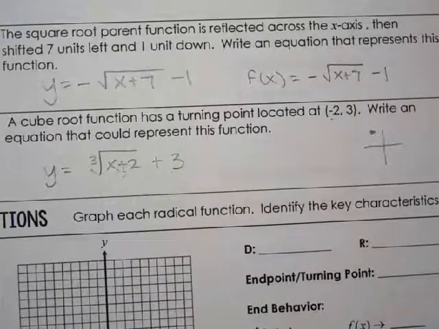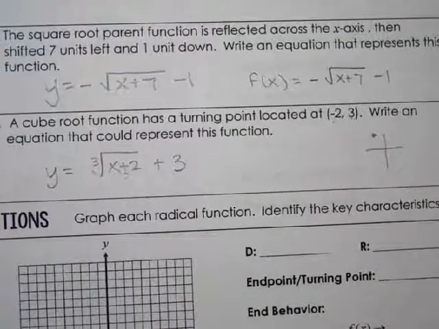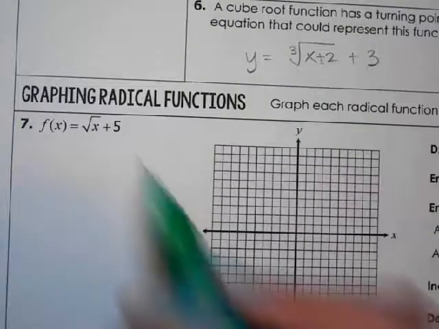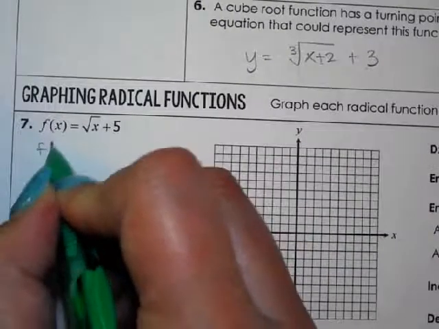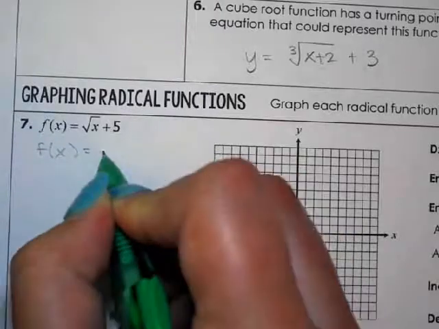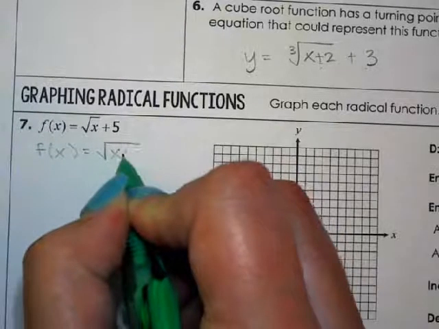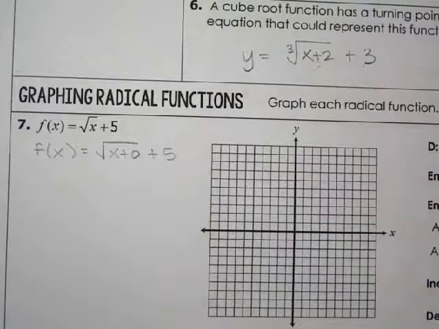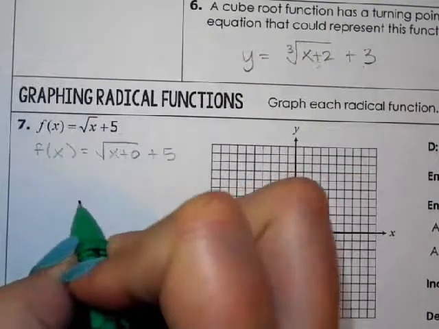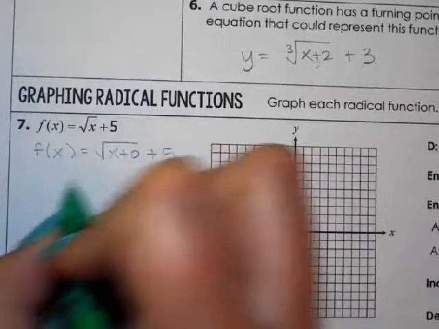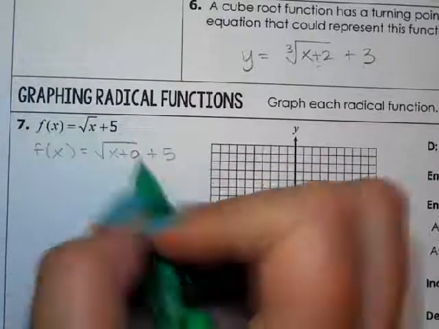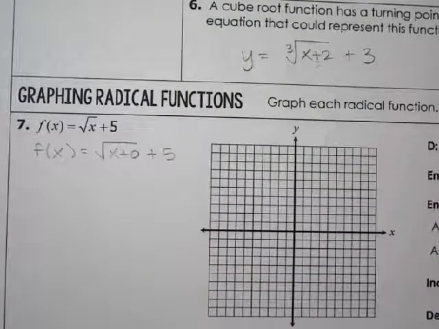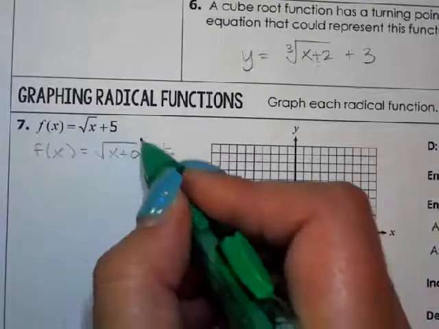All right. So I'm going to go ahead and write number 7. I'm going to write it slightly differently. Now, they called it the end point. Well, end point or turning point. What is it for this graph? It is 0, 5. So the end point or the turning point for this graph is 0, 5.